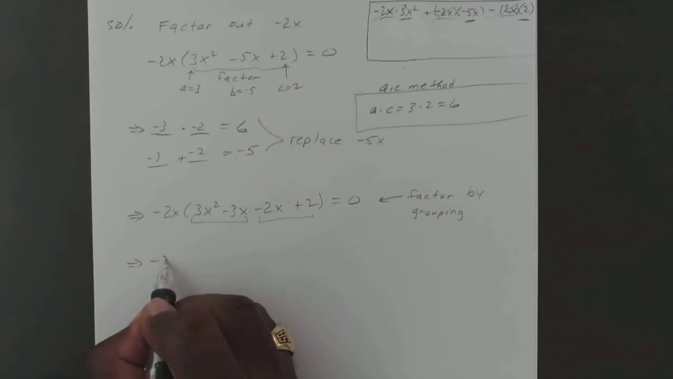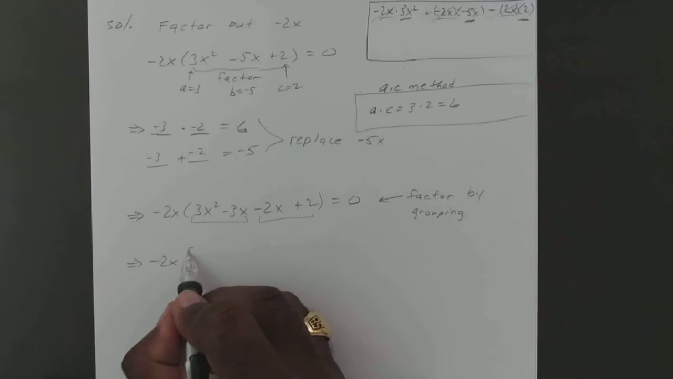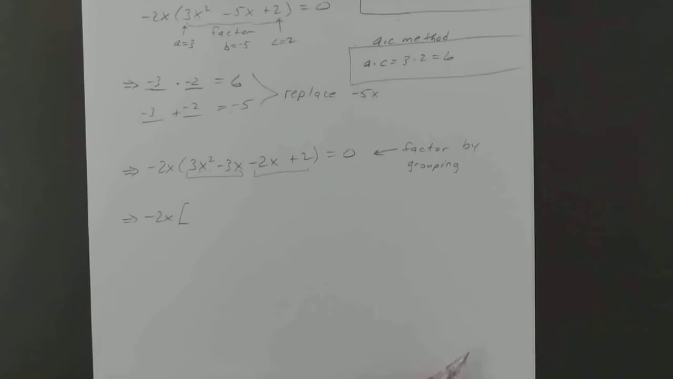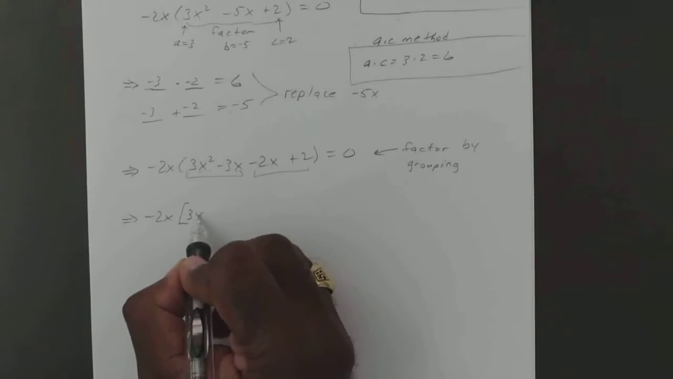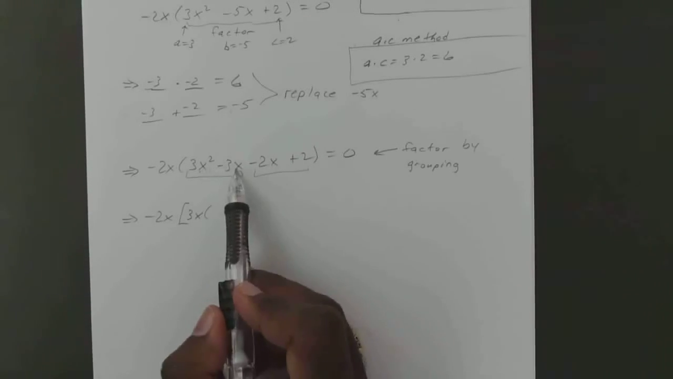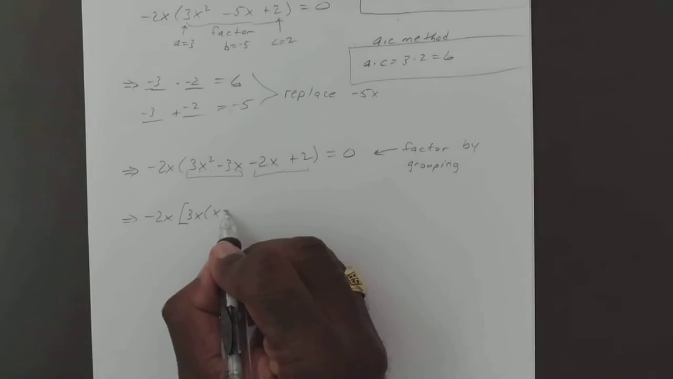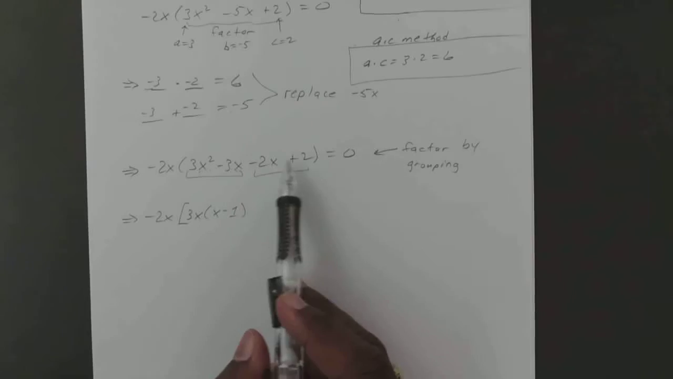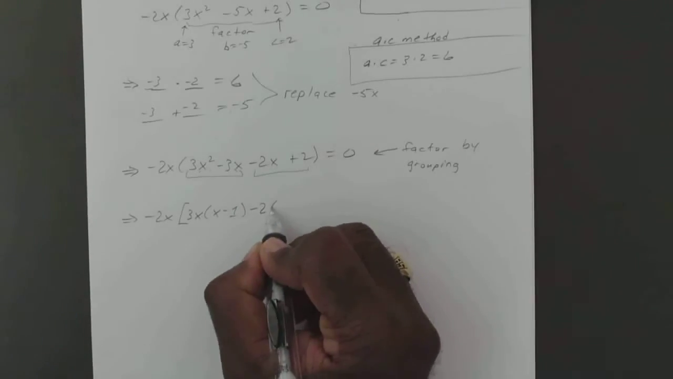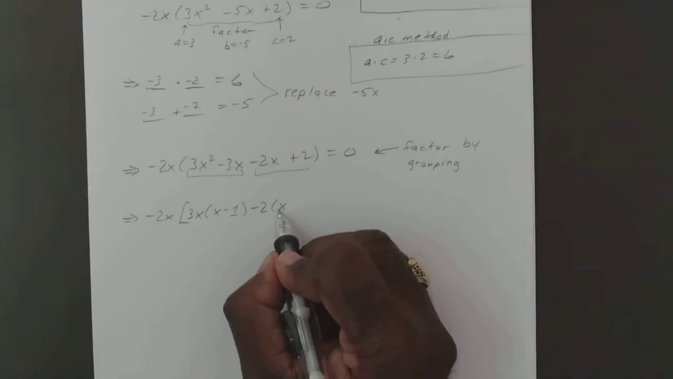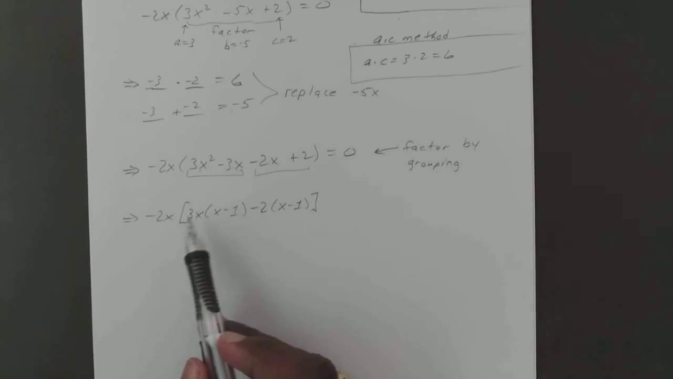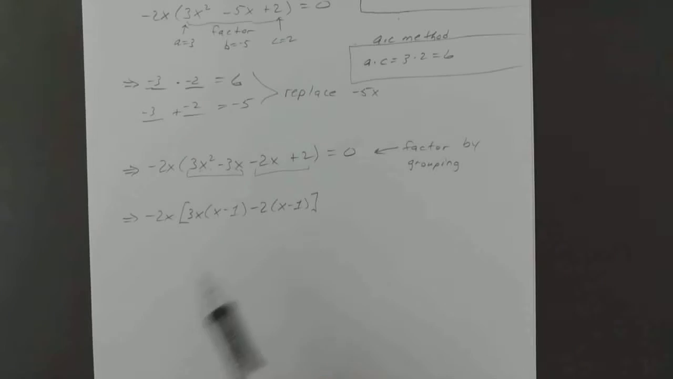Okay, so we have our negative 2x. And we can factor 3x out of both of those. And that leaves us with x minus 1. Here we can factor out a negative 2, which would leave us with an x minus 1. And again, if you're ever unsure, just distribute it back out. You can always double check it if it takes you right back to where you started.